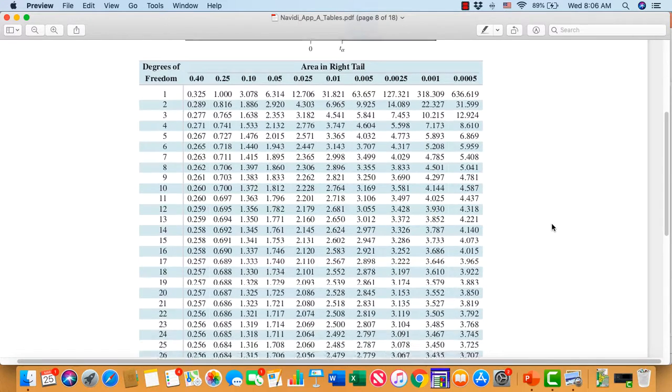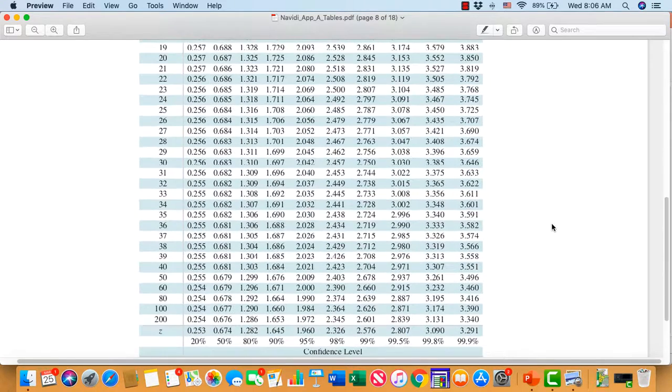For confidence intervals, if you go down to the bottom of the table, you'll see down here confidence level. All right, so what you would do if you want to find the critical value, you would start with your sample size. Let's say your sample size is 20. Then you would use your sample size to find your desired degrees of freedom, which is 1 less than your sample size, right? So the degrees of freedom is 19.